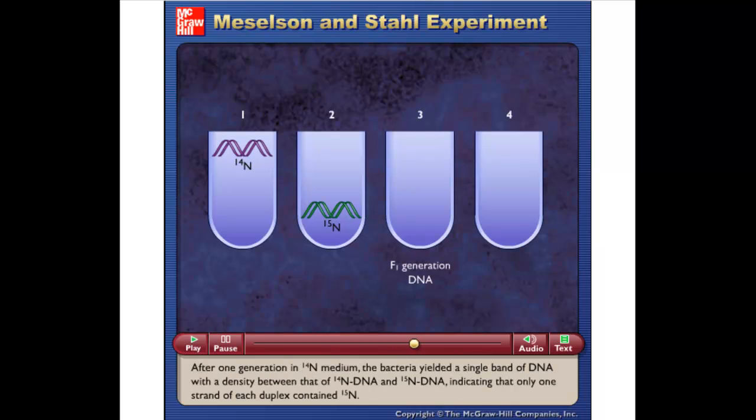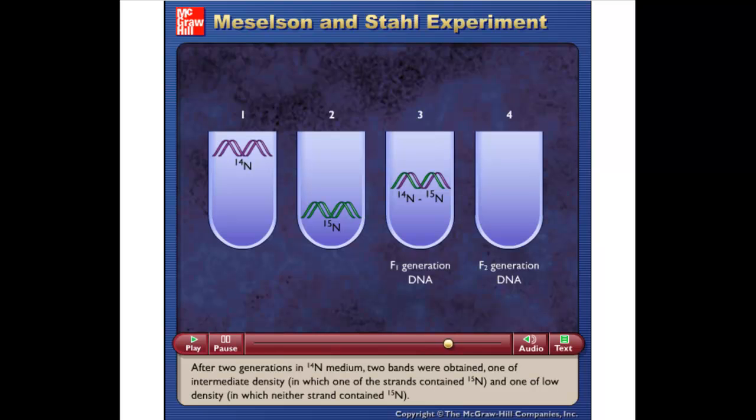After 1 generation in N14 medium, the bacteria yielded a single band of DNA with a density between that of N14 DNA and N15 DNA, indicating that only 1 strand of each duplex contained N15. After 2 generations in N14 medium, 2 bands were obtained, one of intermediate density, in which one of the strands contained N15, and one of low density, in which neither strand contained N15.